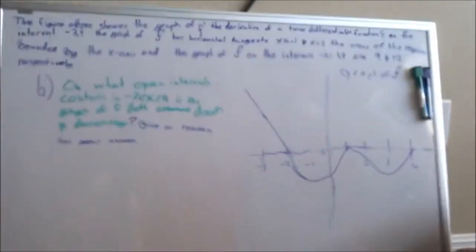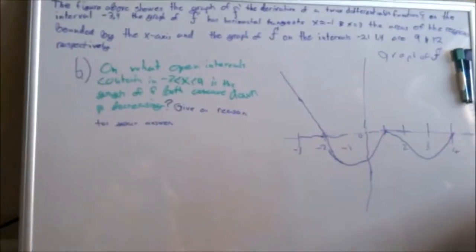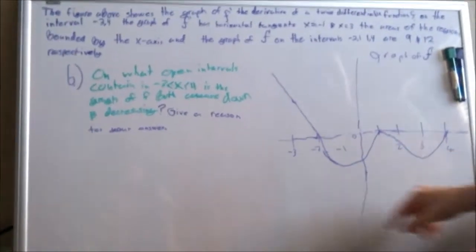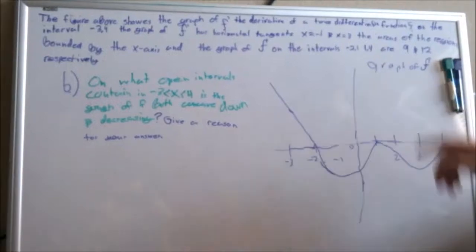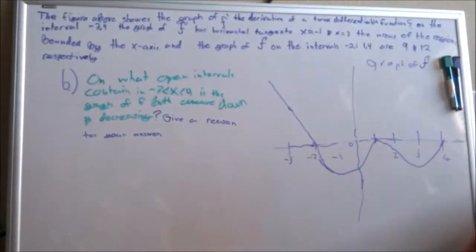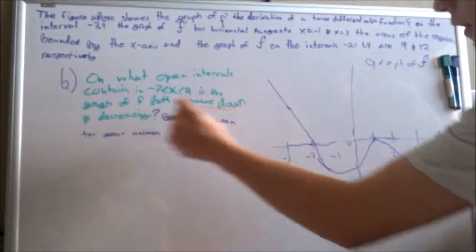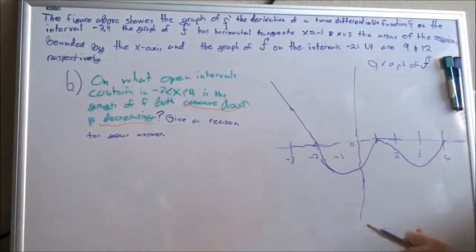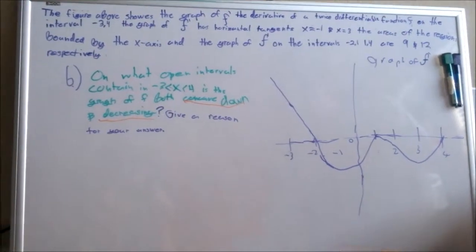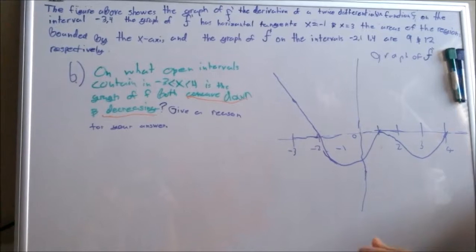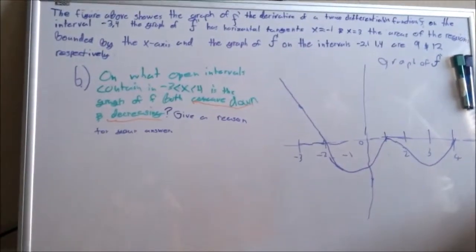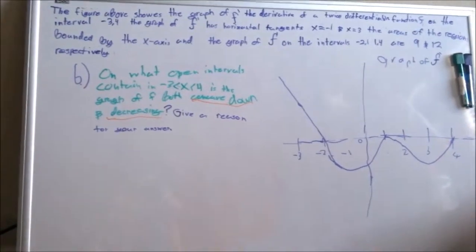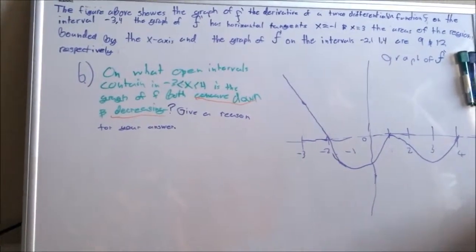All right, this is part B. The question is, on what open intervals contained in negative 3 to 4, the bounds of the graph here, is the graph of f, not this graph, this is f prime, both concave down and decreasing, as well as, this is very crucial, give a reason for your answer. Now this means that to get full points, you need to explain why. You can't just write a number. If you do that, you won't get all the points. So you're basically throwing them away.